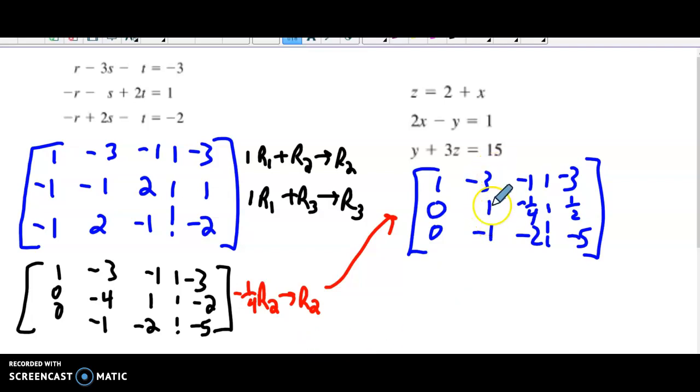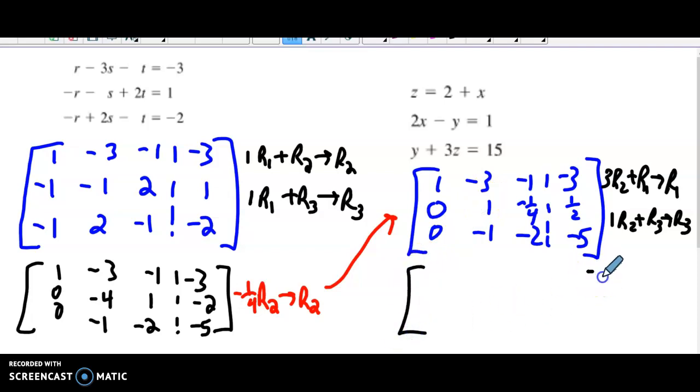I'm going to use this one to get my zeros in row 1 and row 3. So I'm going to take 3 times row 2, add it to row 1 to get my new row 1. I'm going to take 1 times row 2 and add it to row 3 to get my new row 3. I choose what I'm multiplying by being the opposite, right? Because I want to add them to get 0. Okay, so it looks like I'm using row 2. Row 2 is going to stay the same.